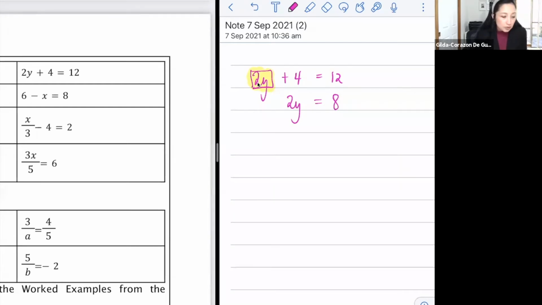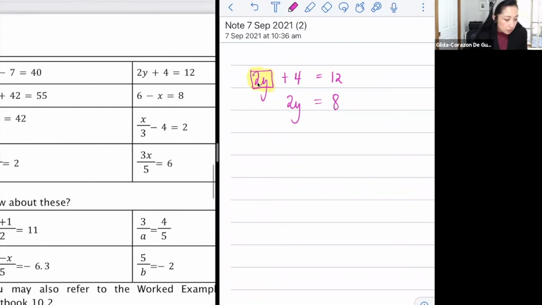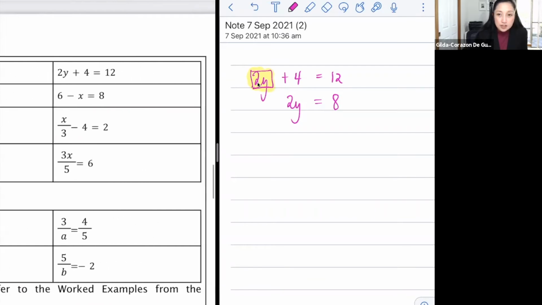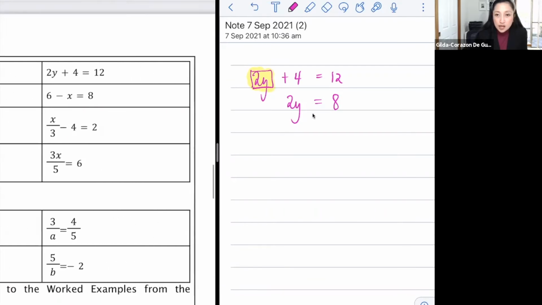And now you're back to those equations that would be similar to what we did here. You say 2y equals 8, 2 times y gives you 8. What is that number that you multiply to 2 that you get 8? It must be 4, because 2 times 4 gives you 8. Yeah, does that make sense?